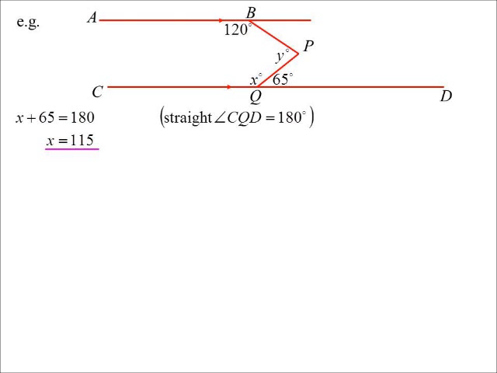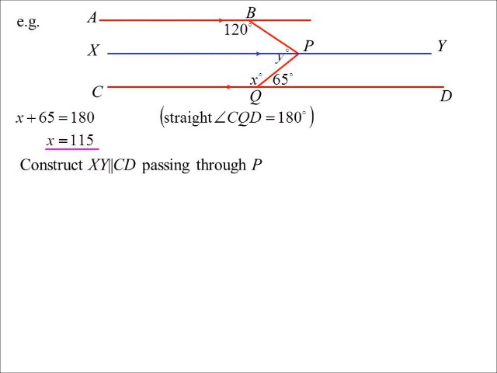Now to work out y, I'm going to have to do a construction. There are different constructions I could do. I could produce BP down to the parallel line, create a triangle, and use some triangle theorems. That's not how I'm going to do it. I'm going to draw in a third parallel line. So I'm going to construct XY such that it's parallel to CD and it will pass through P. There it is. So there's my third parallel line.